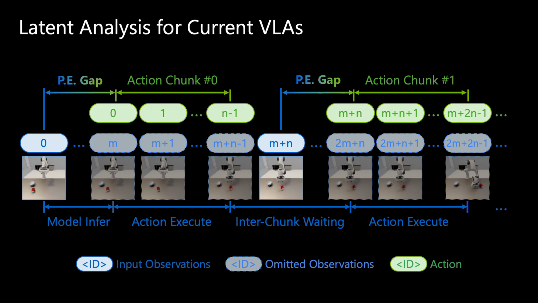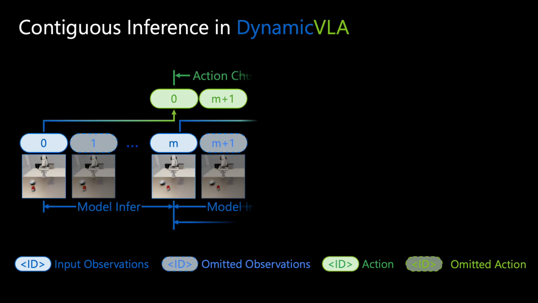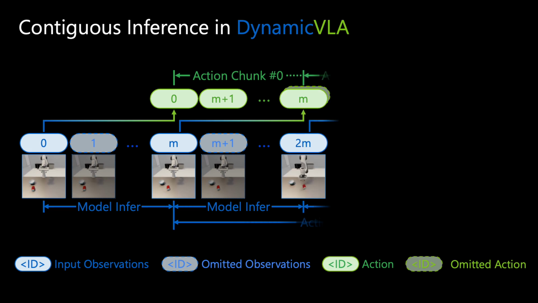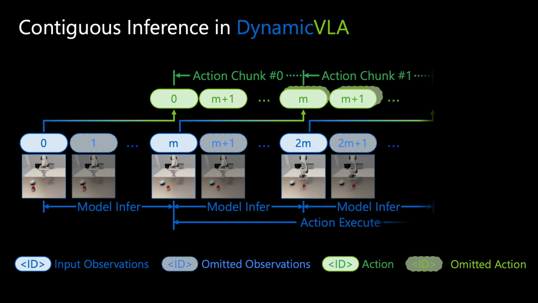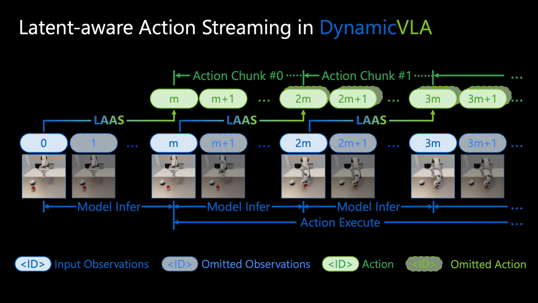world. To eliminate interchunk waiting, we propose contiguous inference, where the model continues to receive the latest observations and generate new actions while executing previous ones, enabling low latency and timely adaptation to object motion. To bridge the perception-execution gap, we propose latent-aware action streaming, which explicitly accounts for inference delay and discards stale actions, ensuring that only temporally valid predictions are executed.